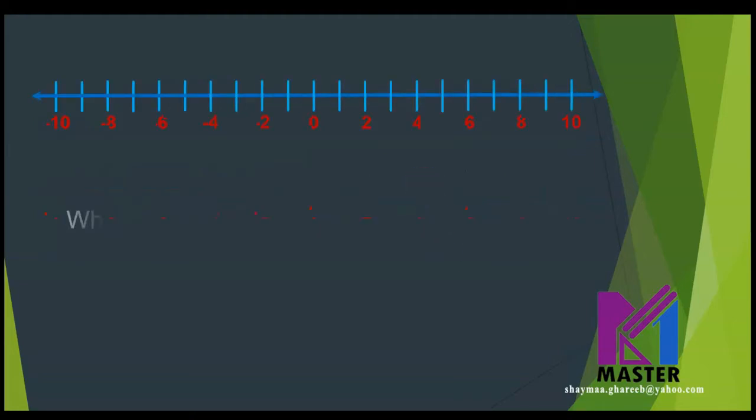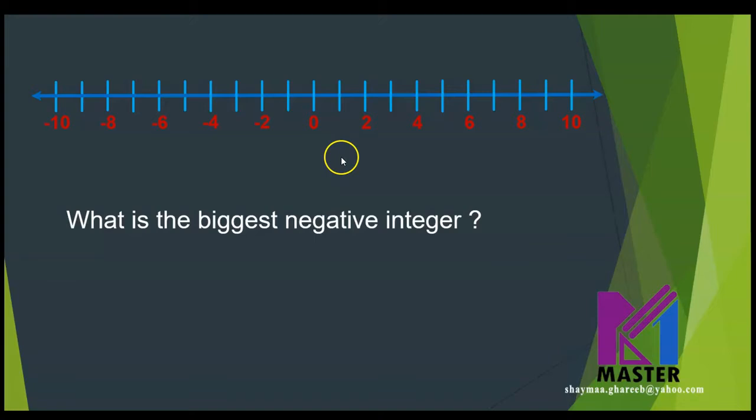Now, we'll say something about this lesson. What is the biggest negative integer? So I don't mean on this number line. I mean at all. What is the biggest negative integer at all? As we said, this is 0, then the negative integer that comes just before the 0 is the biggest negative number, which is negative, what do you think? Negative 1. So negative 1 is the biggest negative integer.